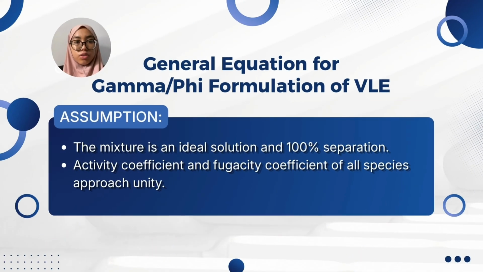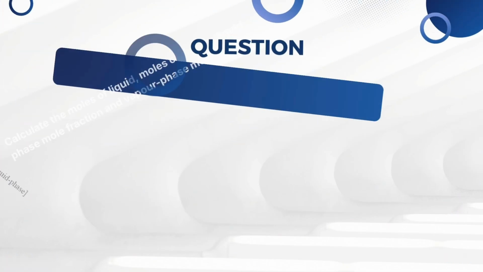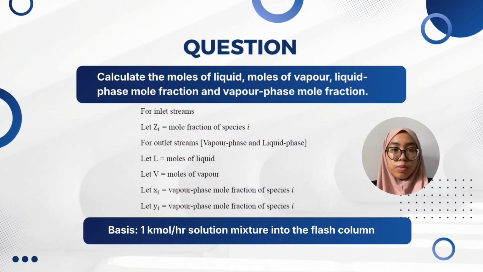The main assumptions used are that the mixture behaves ideally, the separation is assumed to be complete, and both activity and fugacity coefficients are equal to 1. These assumptions simplify the flash design calculations. The objective of this project is to determine the amount of liquid and vapor produced, as well as the liquid phase and vapor phase compositions. The basis used is 1 kmol per hour of feed entering the flash column.